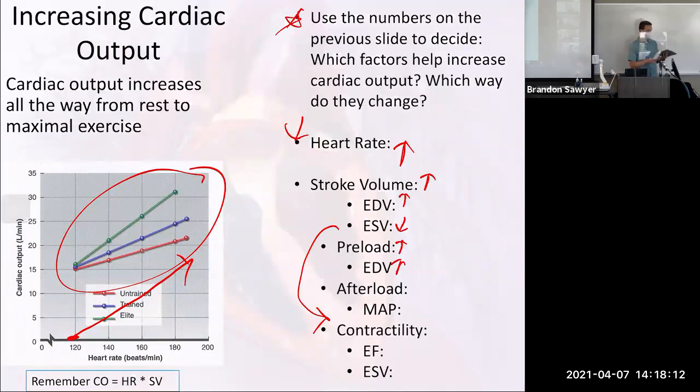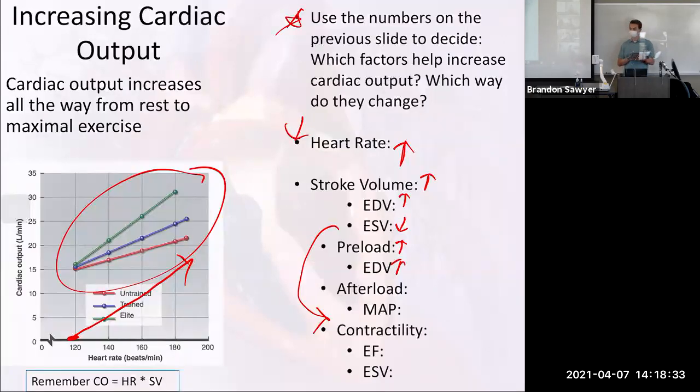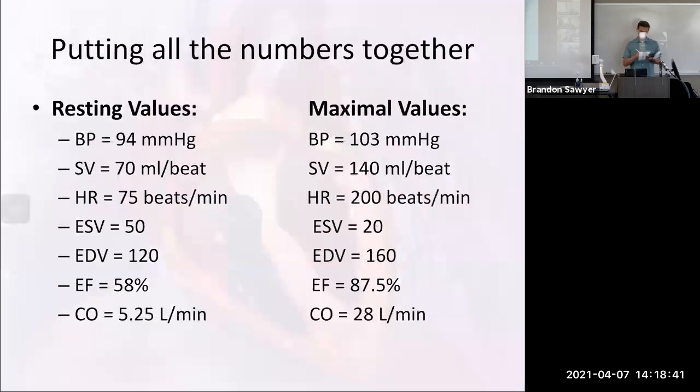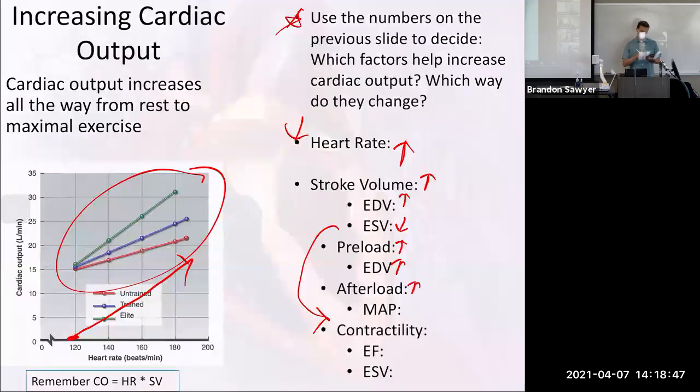What about afterload? Which way did mean arterial pressure go, up or down? Give me a thumbs up or down on Zoom or in the class. Okay, afterload, in the numbers that I gave you, did it go up or down? Got blood pressure there, right? It went from 94 to 103, right? So it went up. That's what happens when we exercise, right? Our blood pressure goes up for sure. All right, so afterload goes up. Sorry guys. Afterload goes up, mean arterial pressure goes up.